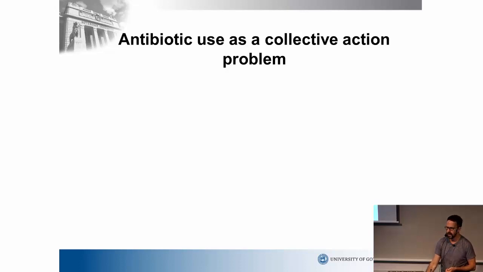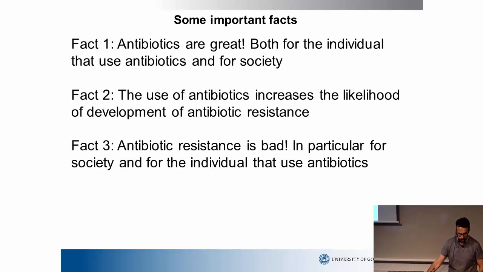So, as a social scientist, I see antibiotic use and antibiotic resistance as something that we call a collective action problem. And before I define that, I want us to be aware that the first and maybe most important thing is that antibiotics are great. They're good for society. They help people, etc. We can never forget that, right?